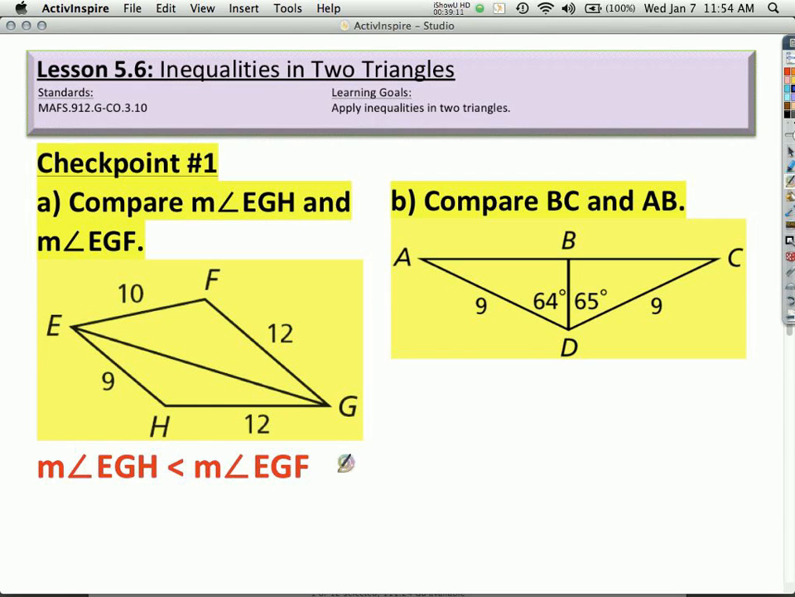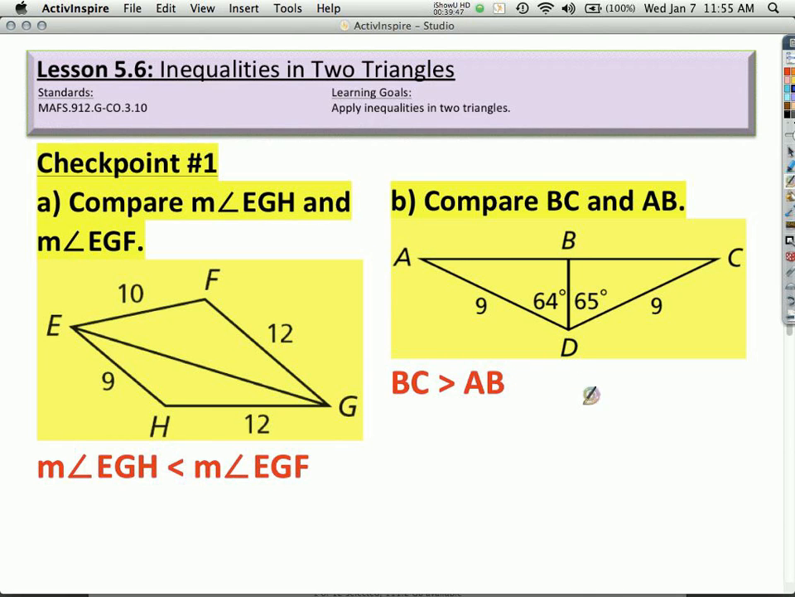And for part B, compare BC and AB. You've got student 16 and student 14. Student number 16, what did you put? Measure of... Okay. What was the first one? AB. Okay. Student number 14, what'd you put? Segment BC is greater than segment AB. BC is greater than AB. Okay, so that was 2 different things.